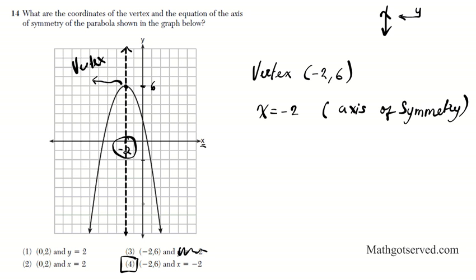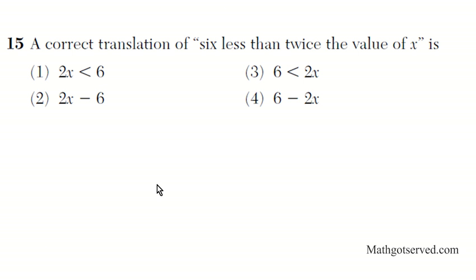All right, let's go ahead and consider the next question, question 15. It says the correct translation of 6 less than twice the value of x is. To do this, you have to create an expression, and you have to write it backwards. So we have 6 less is subtract, twice is 2 times, and the value is x. When I'm writing this, I don't write it in this order, I have to write it backwards. So first thing you have to do is double x, 2x, less 6.